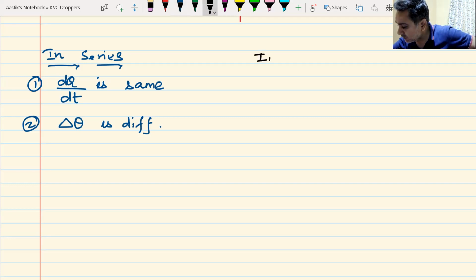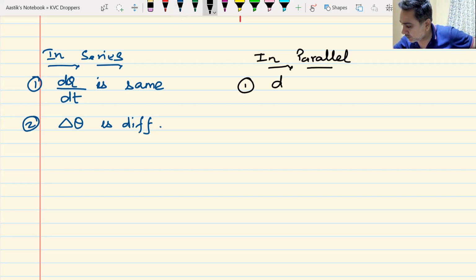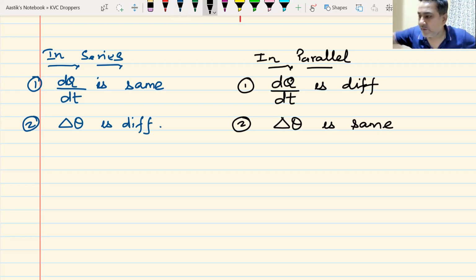In parallel, which is written in black, we do the opposite of this. What do I mean the opposite of this? Number 1, heat current in both the rods, the dq by dt, is different. Number 2, temperature difference delta theta is same. Is the point clear to everyone? Sir. Can I have some raise hand that tells me this? Okay, great.